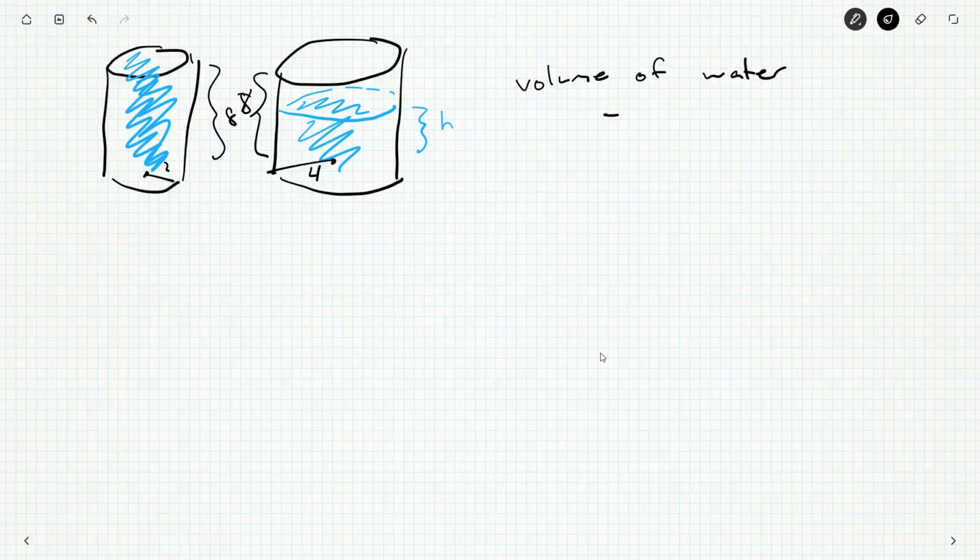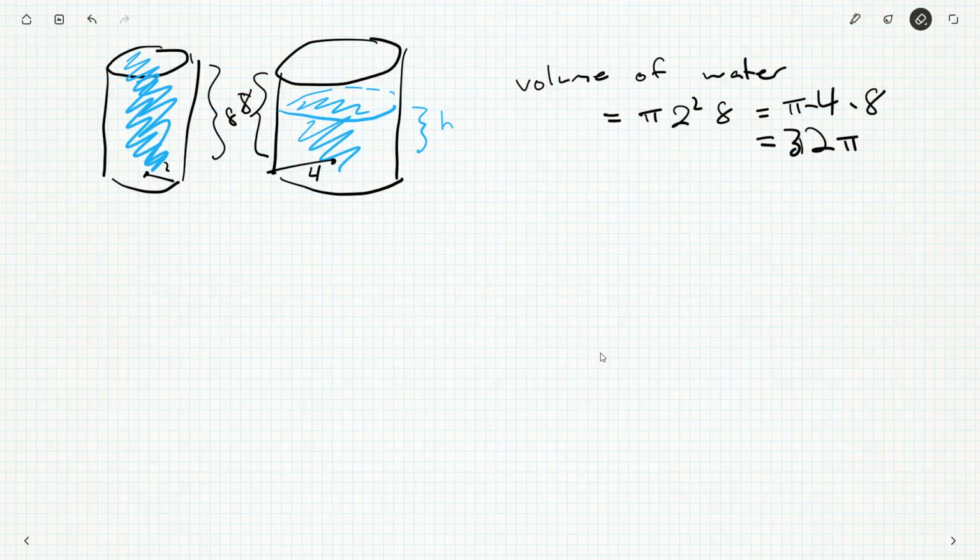So the volume of water is the volume in the first cylinder. Okay, well, how do we figure out the volume of a cylinder? It's a formula you should know by now. It's pi radius squared times the height. So in this case, pi times 4 times 8, that's going to be 32 pi. And centimeters cubed, I think it was centimeters. But 32 pi centimeters cubed is the volume.